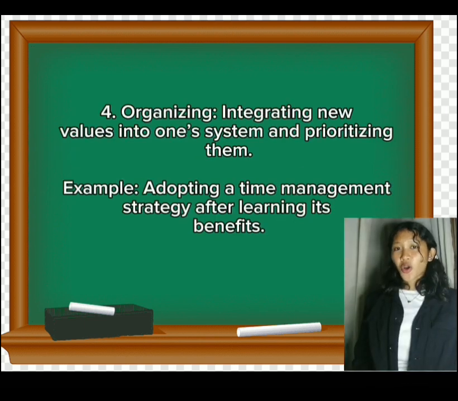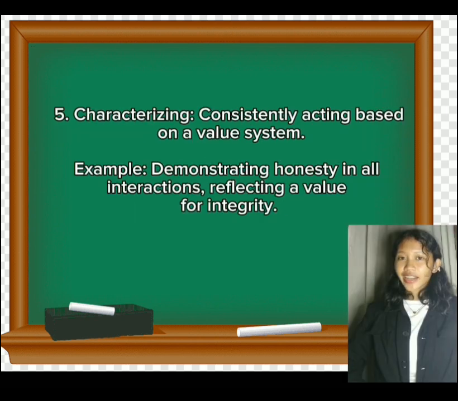Number 4 is organizing, integrating new values into one system and prioritizing them. Example, adopting a time management strategy after learning its benefits. And the last part is characterizing, consistently acting based on a value system. Example, demonstrating honesty in all interactions, reflecting a value for integrity.